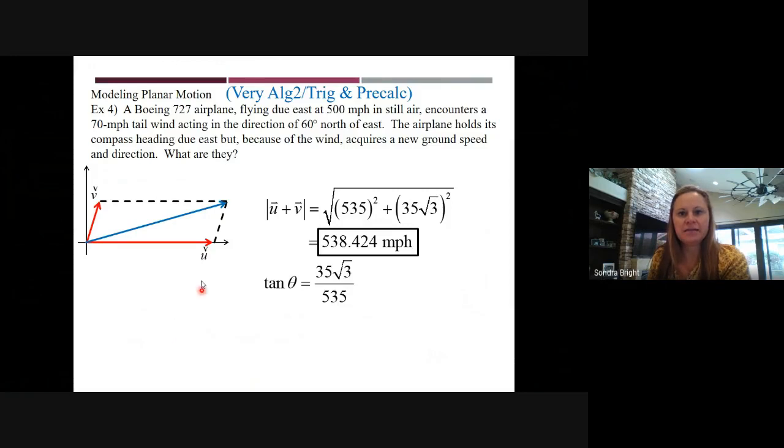All right. So that is what we want. That's the new ground speed. So ground speed is this. This is the ground velocity vector, and then the speed would be that. So that's your new ground speed.